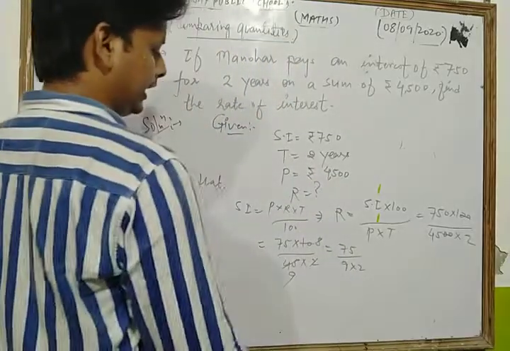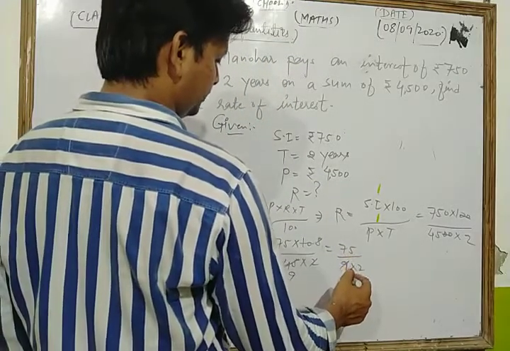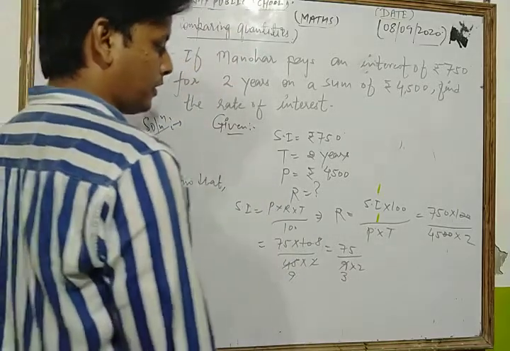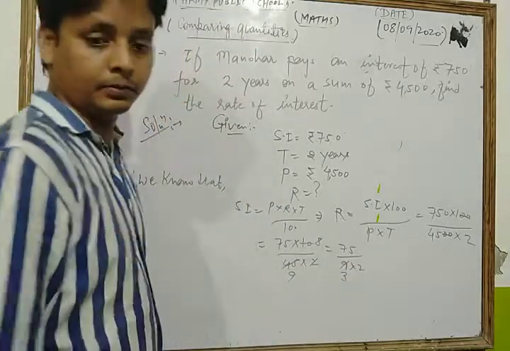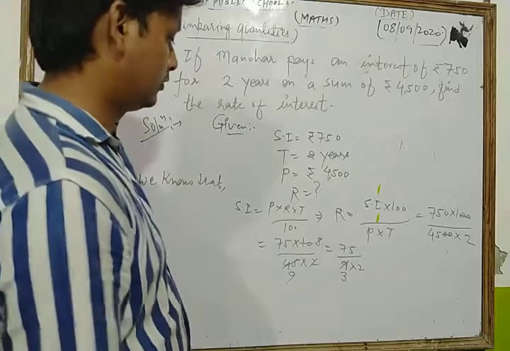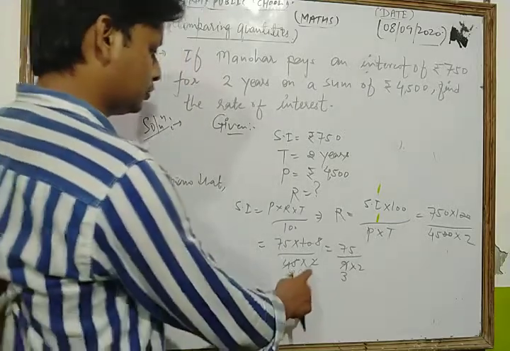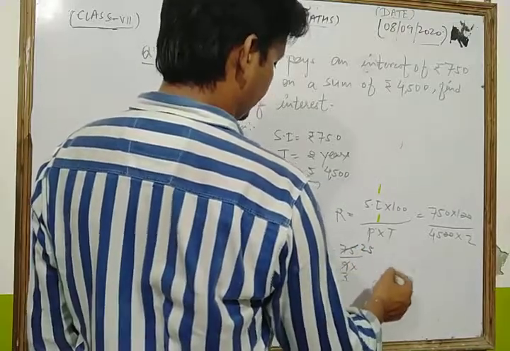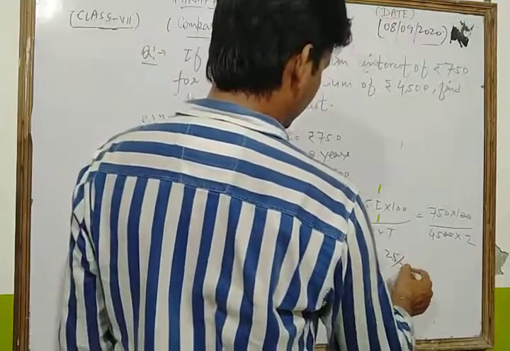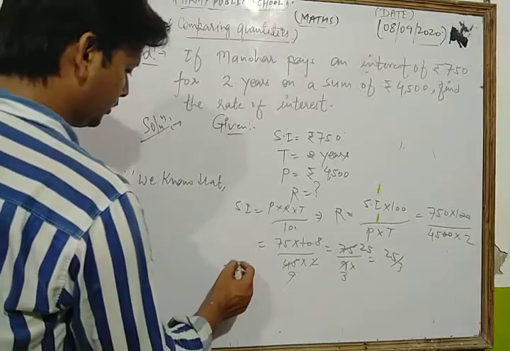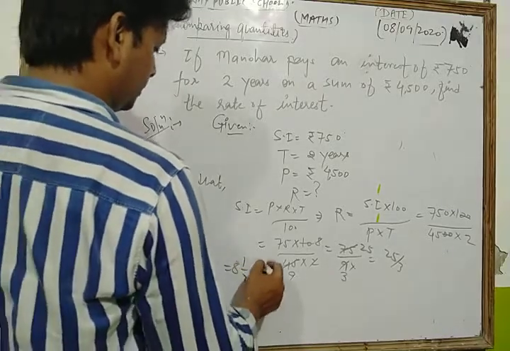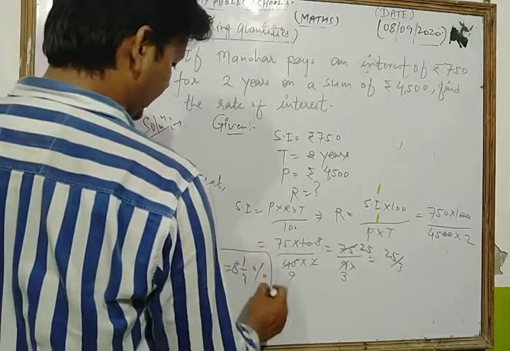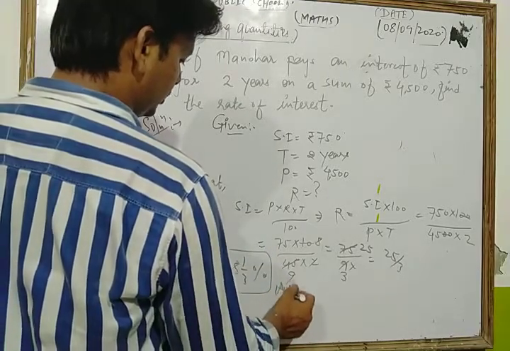Now we write 3 3s are 9, 3 3s are 9, and here 2 is cancelled to each other. Okay, 3 3s are 9 and 25 3s are 25. Now 25 upon 3, which we can write as 8 1 upon 3%. So this is the value of the rate. Okay, this is your final answer.